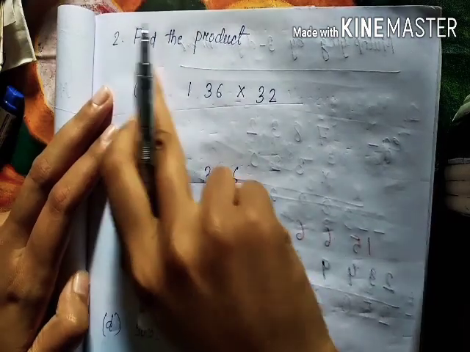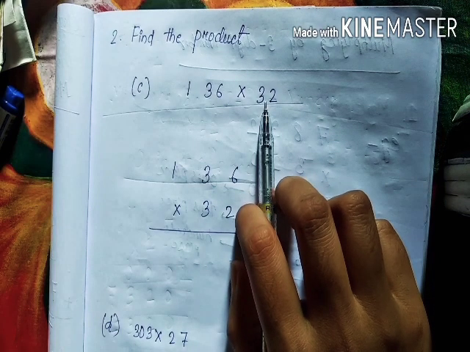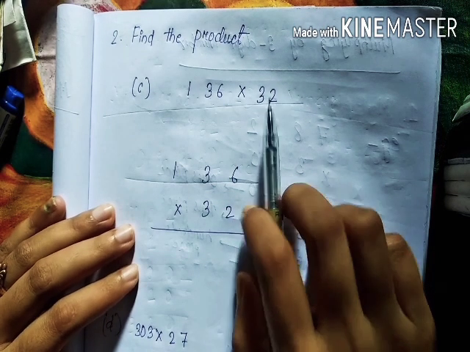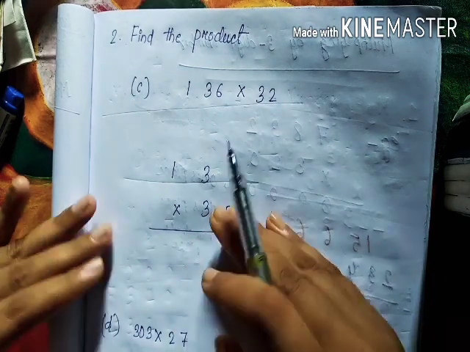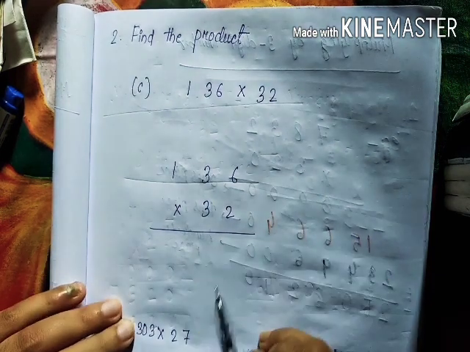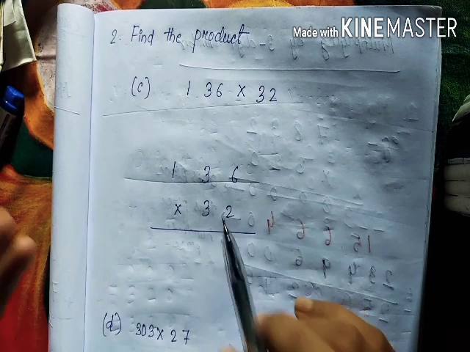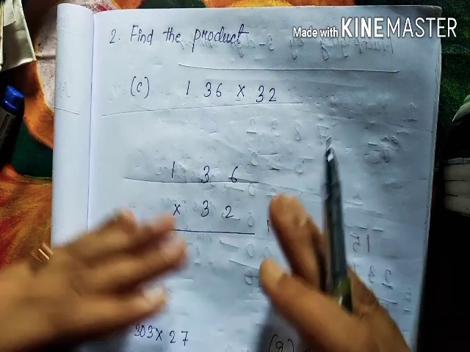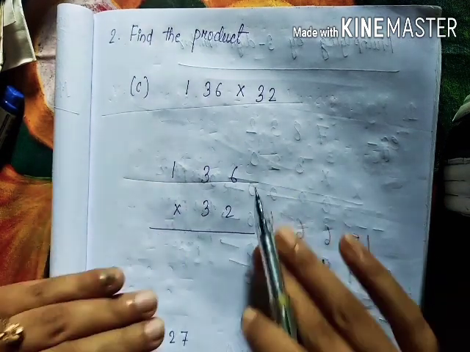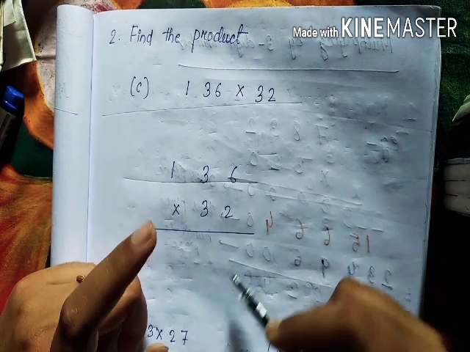Question number 2, find the product. We have to find the product. Okay, here you can see in the ones place there is 2. There is no 0, so we have to perform both the steps. First of all you have to multiply with 2, and then in the second step you have to multiply with 30, right? Here how can we multiply with 30? So we have to put 0 in ones place.